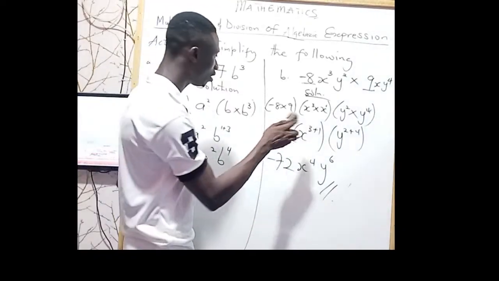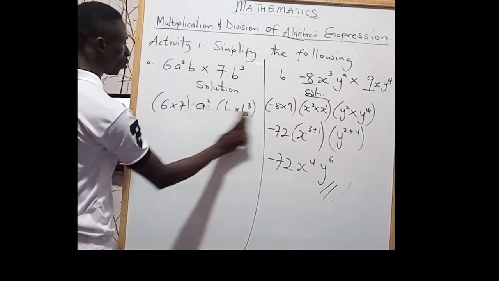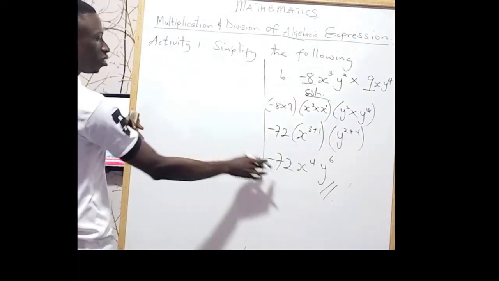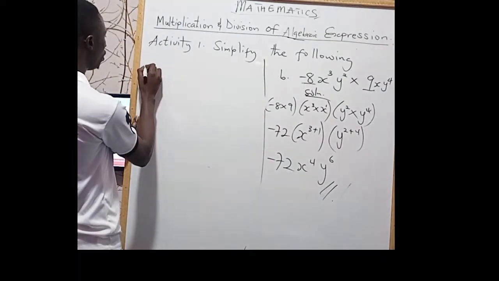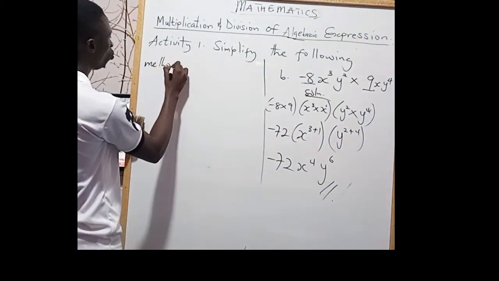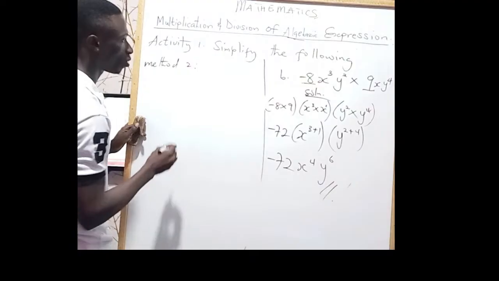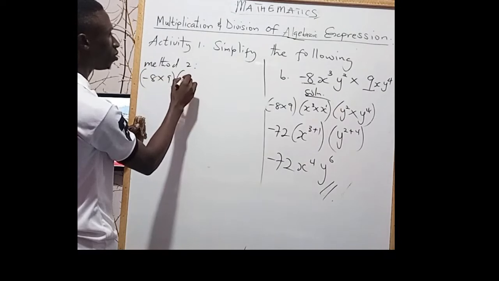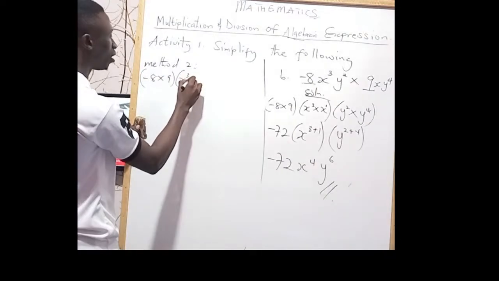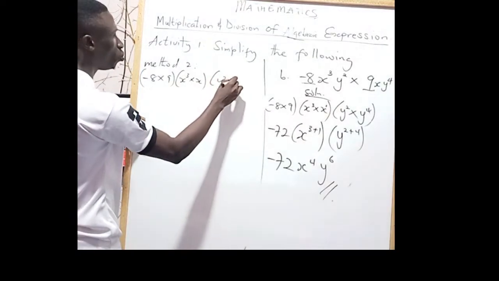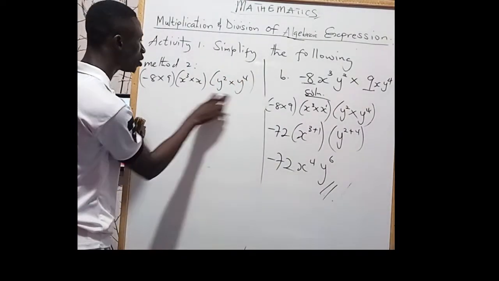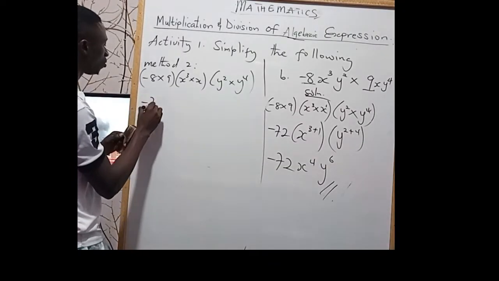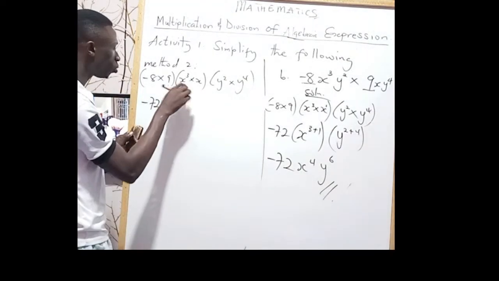Now let's look at the same thing. I'm going to use another alternative for this. So we have method 2. Negative 8 times 9. Then you have x power 3 times x, then y power 2 times y power 4. I'm going to expand this. So negative 8 times 9 will give me negative 72. Then this one, I will open it.